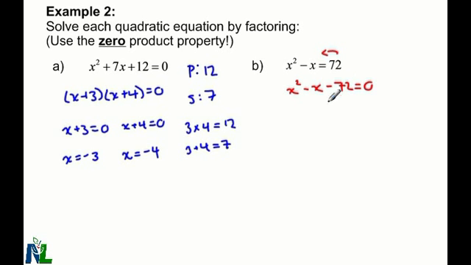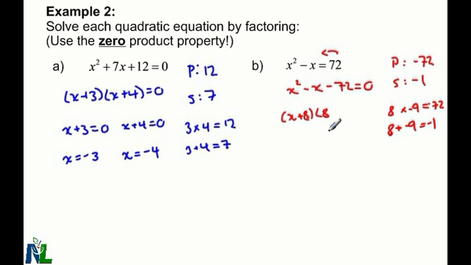And now this looks very familiar because it looks very much like the product and sum I just did. The product I'd be looking for this time would be negative 72, and the sum is negative 1. If we think about that, we know that 8 times 9 is 72. If I make the 9 negative, then I get negative 72, and if I add them, I get negative 1. So here I'd have x plus 8, x minus 9 equal to 0.